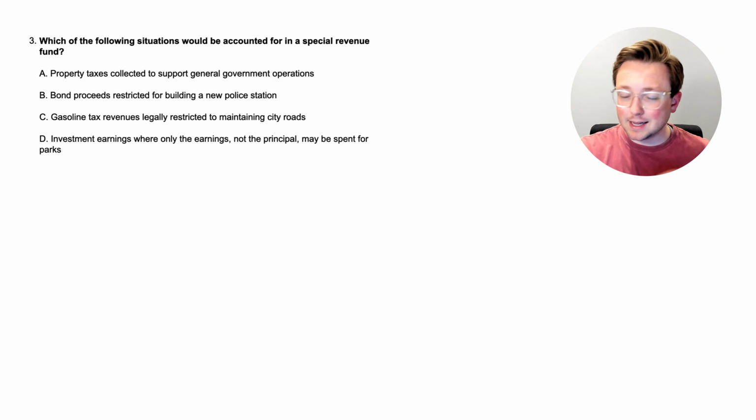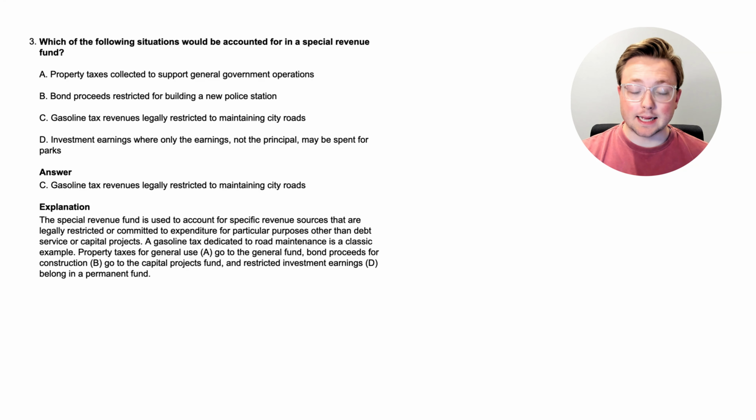We just hinted at it a little bit, but again, if you don't know the answer, that's okay. We are using these questions to learn. So let's dive into the explanation together. Okay, here we are. The answer is C, gasoline tax revenues legally restricted to maintaining city roads.